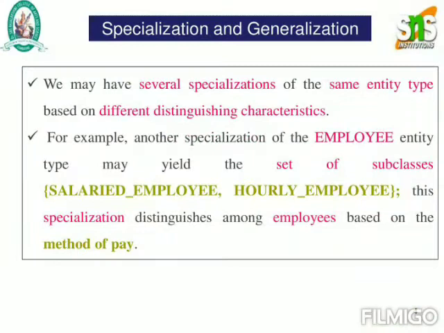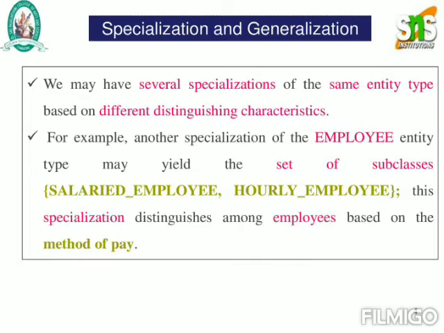We can have several specializations of the same entity type based on different distinguishing characteristics. For example, we can consider a specialization for an employee table which contains a set of subclasses such as salaried employee and hourly employee. So this specialization will help you to distinguish among the employees based upon the method of payment.